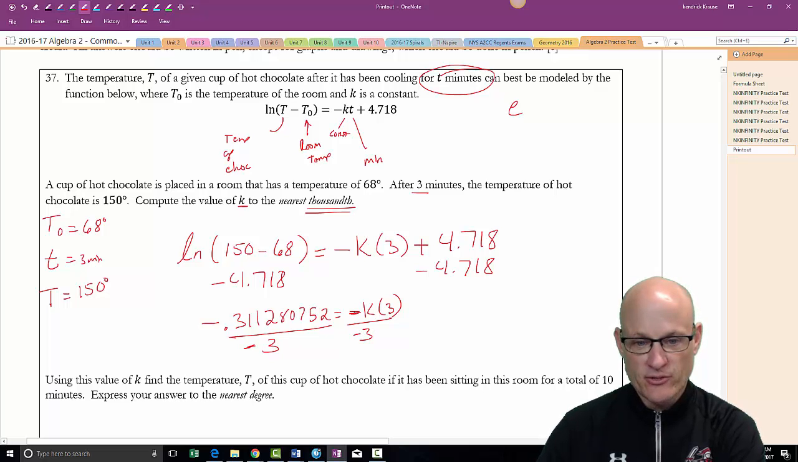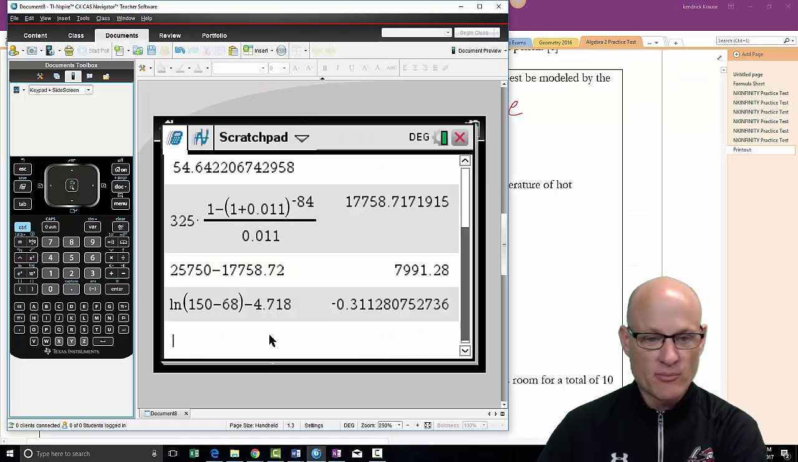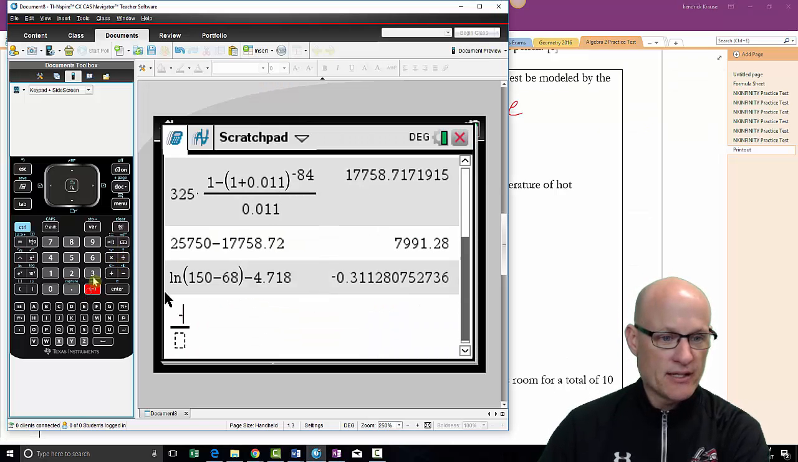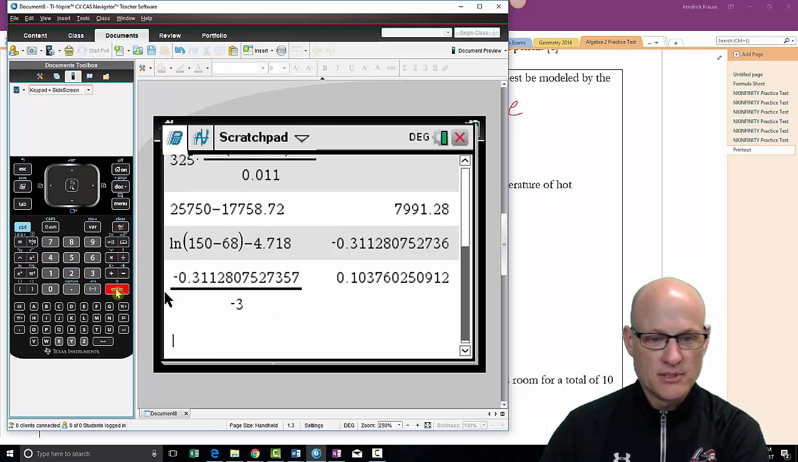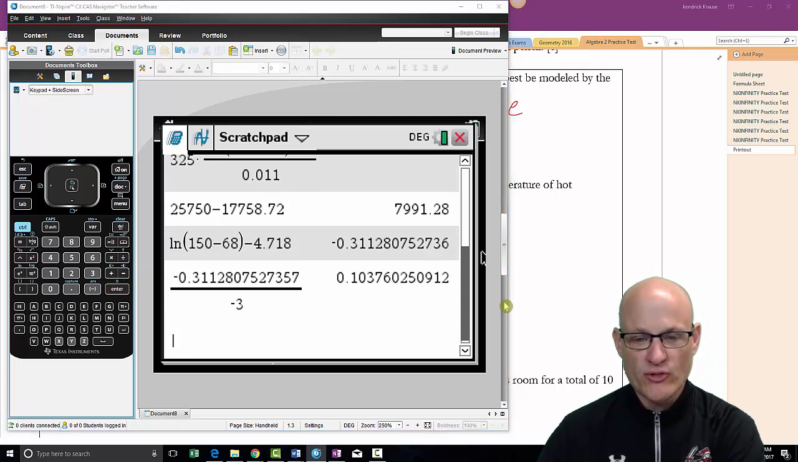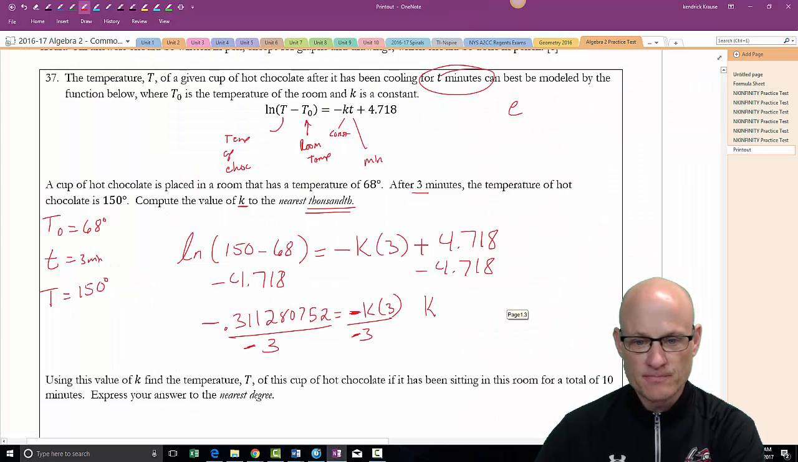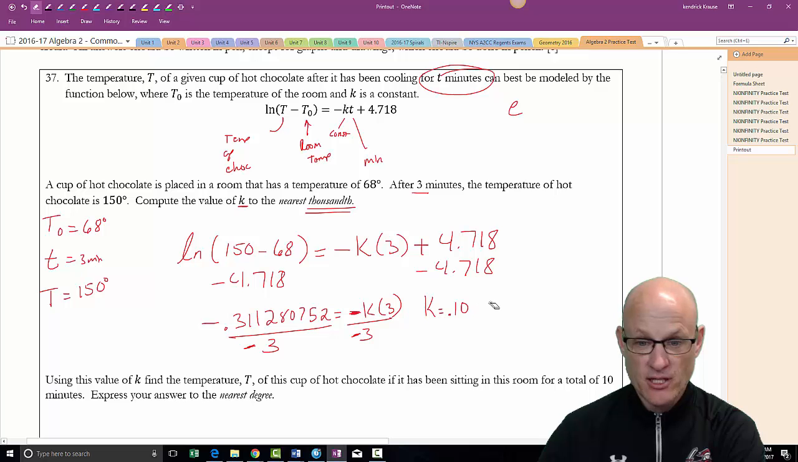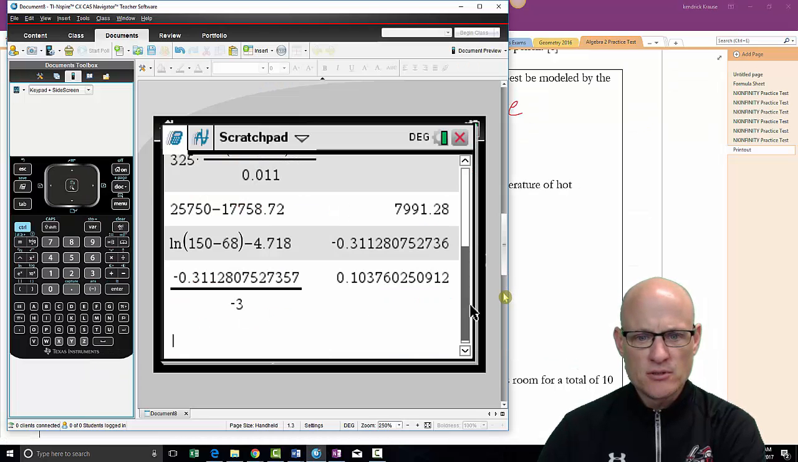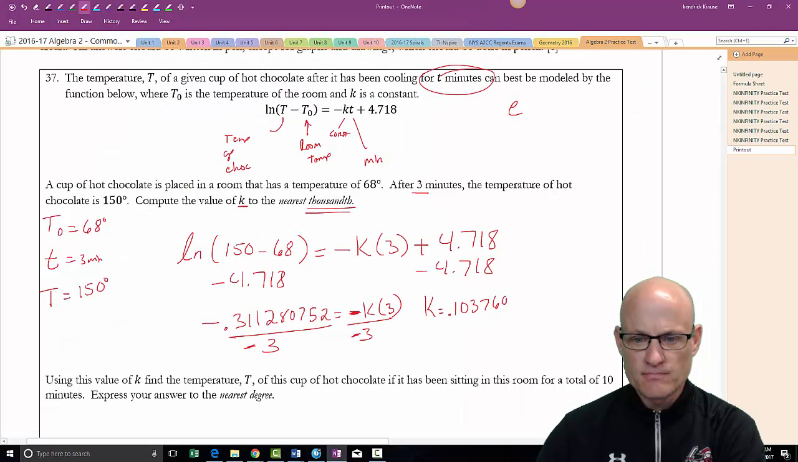Because there's a negative here too, and that'll give me K by myself. So I'm going to divide by negative 3. And I get 0.1037602, so K is equal to 0.1037602. Careful with that. And they want us to round to the thousandths place.